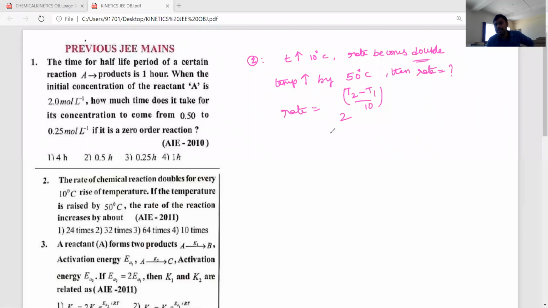Okay, students, here the temperature is increased from 0 to 50 degrees Celsius. Then the rate is nothing but 2 power of 50 minus 0 by 10, is nothing but 2 power 5, is nothing but 32 times. So the rate is 32 times increased. So the answer is second one. Okay, let's go for third question.